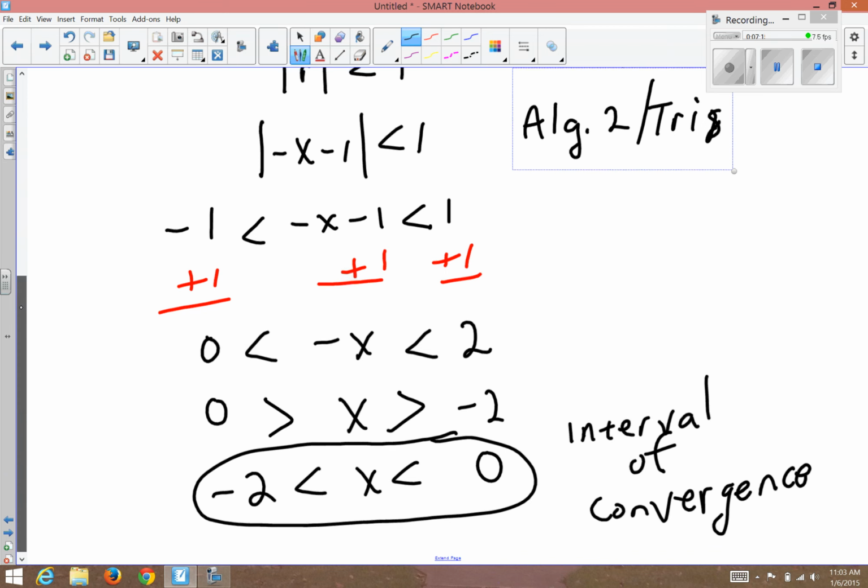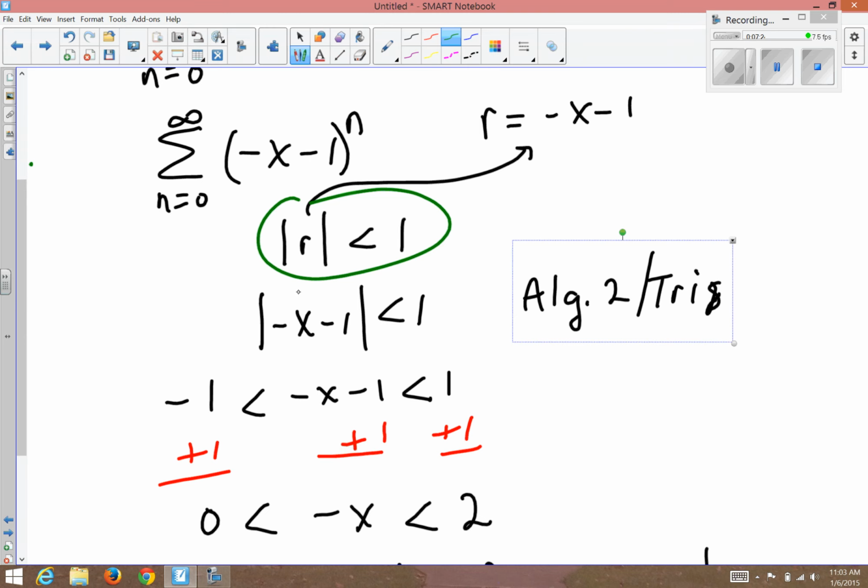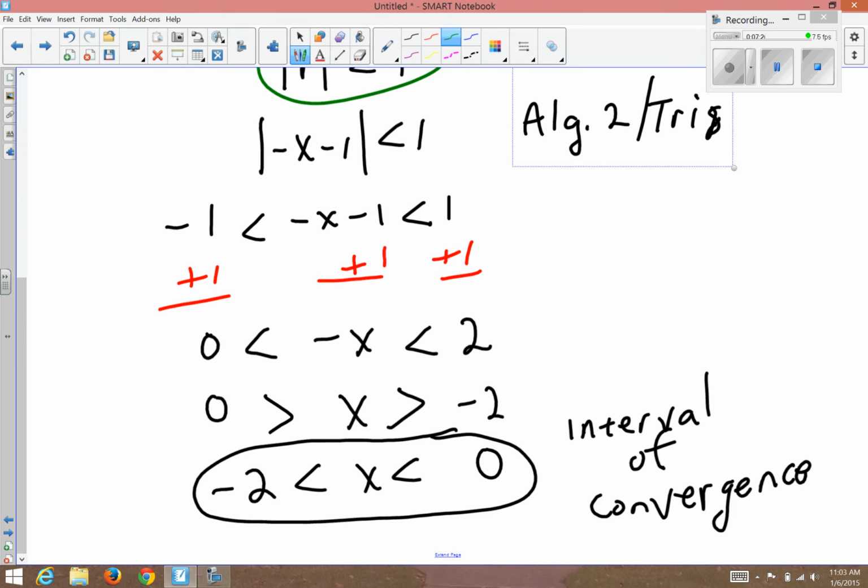That would make this series converge. This is a geometric series. It can only converge when this is true. And in this exercise, the absolute value of r is only less than 1 for these values of x. We call that the interval of convergence.